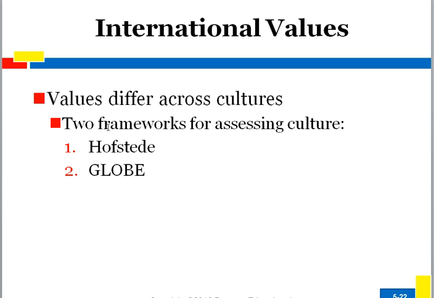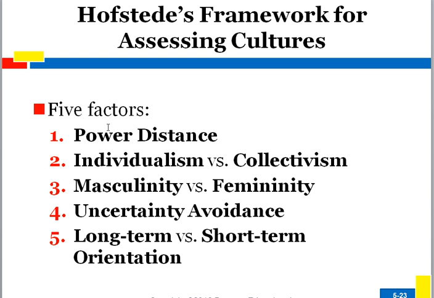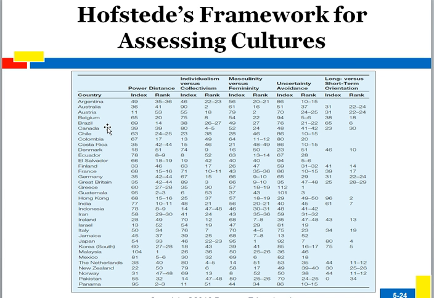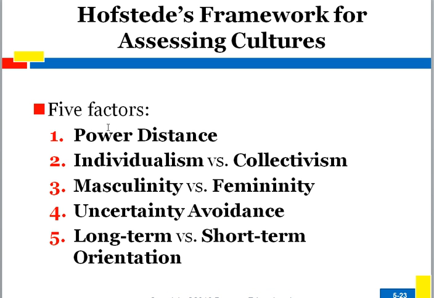So if we look at international views, values are different between cultures, and the two frameworks for assessing culture are Hofstede and GLOBE. Hofstede's framework for assessing culture has 5 factors: power distance, individualism versus collectivism, masculinity versus femininity, uncertainty avoidance, and long-term versus short-term orientation. This is from the book if you want a closer look at the countries and their rank in each, so they can give a rank of the country for how important this is to their culture.